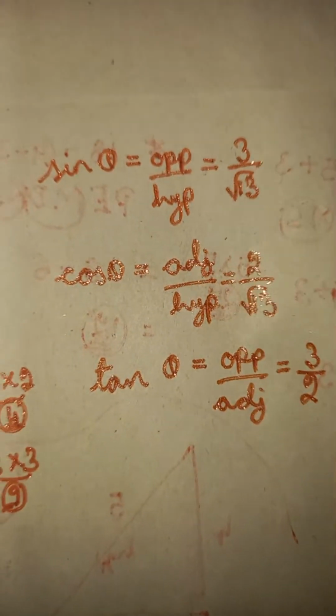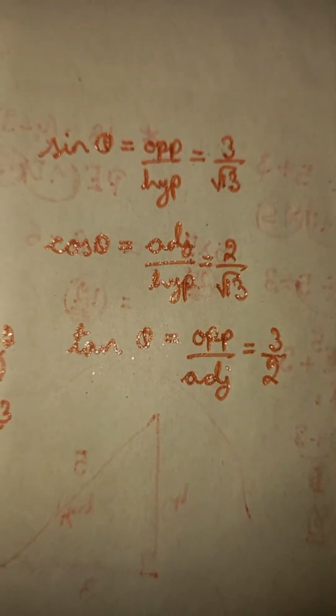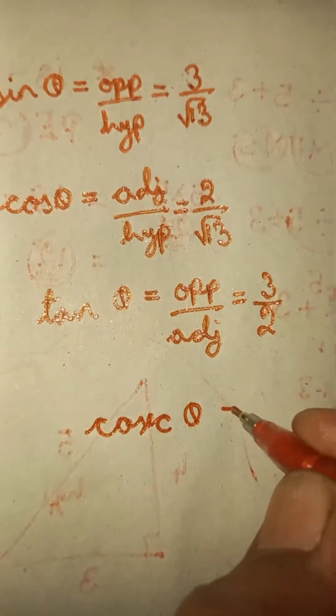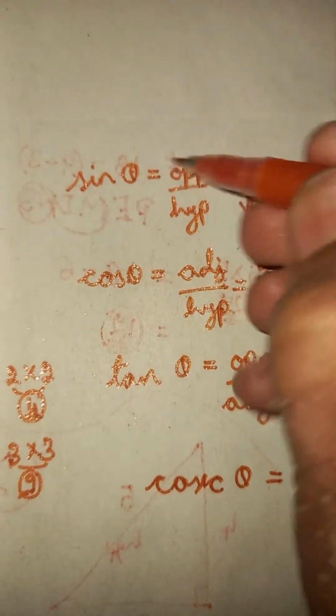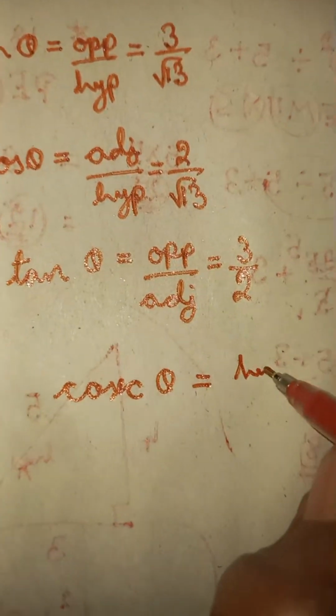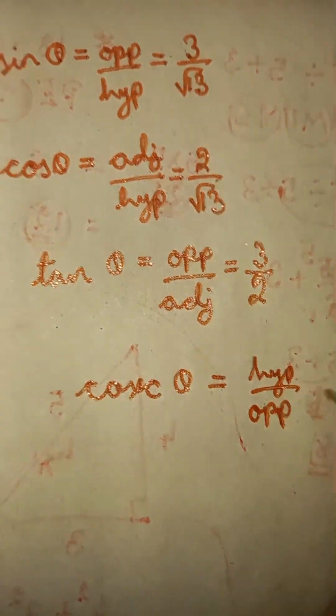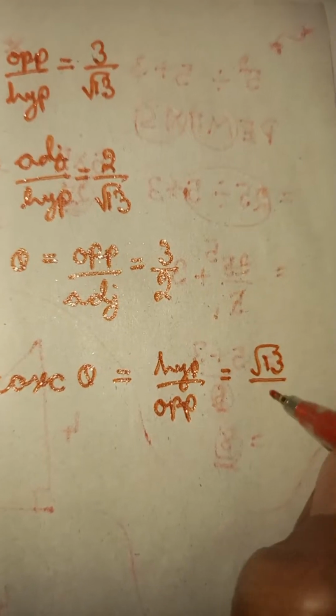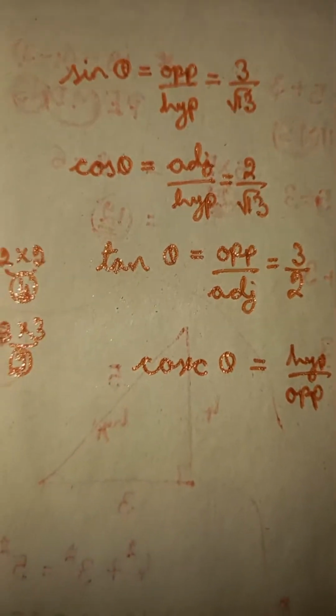Let's take what is cosecant theta. Cosecant theta is the reciprocal of sine theta. Sine theta is opposite by hypotenuse; make it upside down, it is hypotenuse by opposite. Here you're going to get hypotenuse by opposite, that is root 13 by 3. Root 13 by 3 is the cosecant theta.